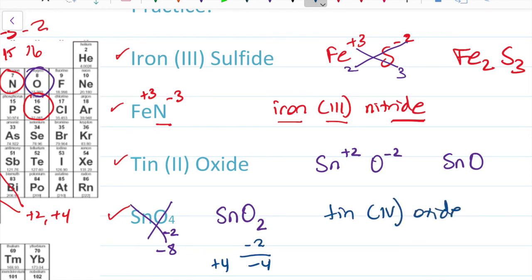tin 4 oxide. Oxygen becomes IDE. The tin is the metal. It's a multivalent metal, so therefore it has a Roman numeral four to stand for its plus four charge. So now you know how to write binary ionic compounds, and you know how to write multivalent binary ionic compounds. Now I'm going to give you some practice where I combine the two.